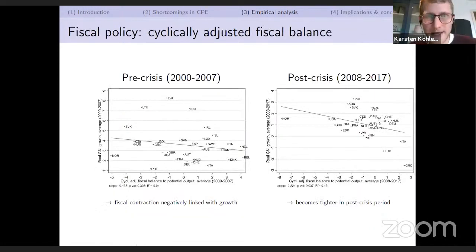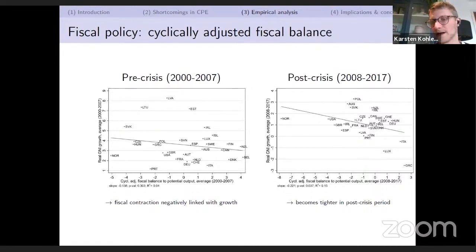Okay, now we bring in fiscal policy as a driver of public demand, a direct source of public demand. And we use here the cyclically adjusted fiscal balance. So this is a measure that tries to isolate the more discretionary components of fiscal spending that is not sensitive to the business cycle as such. And you see here in the pre-crisis period a negative relationship with economic growth. So tighter fiscal stance, lower economic growth. This is what we would expect from a Keynesian perspective. But what you also see is that when you then compare that with the post-crisis period, the link becomes tighter.